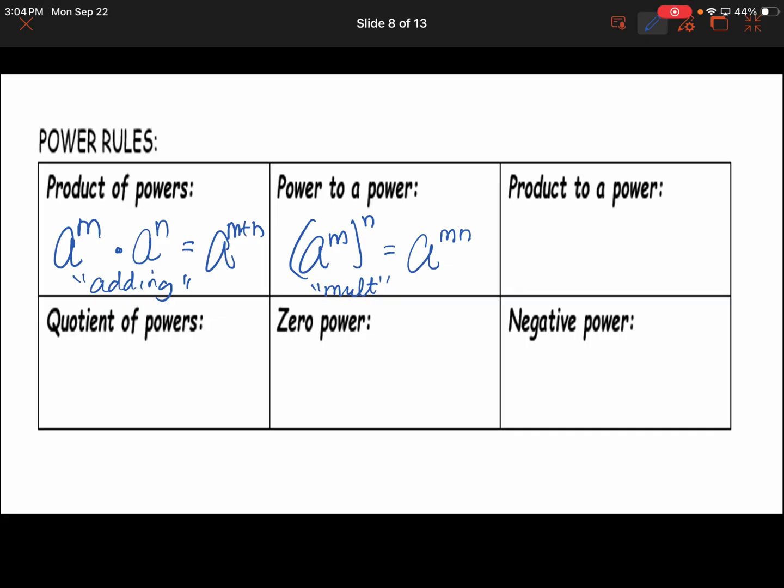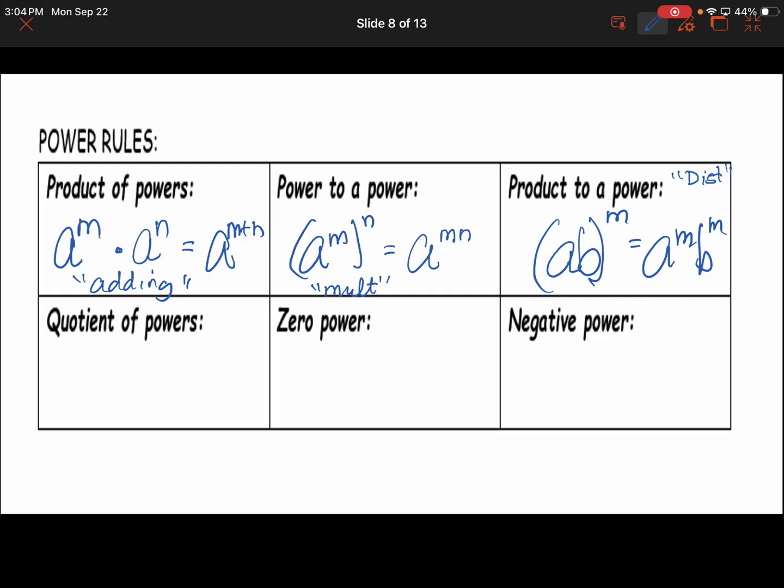Notice I did not do any math with the a's. I didn't multiply the a's. I didn't take the a to the n power. It's still just whatever that base is. Product to a power is ab, and that could be a, b, c, d, to the m, and that is the a to the m, b to the m power. That's sort of like distribute. It's not the distributive property, but it's sort of like distribute.